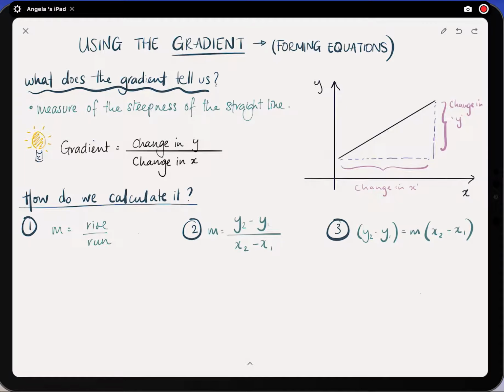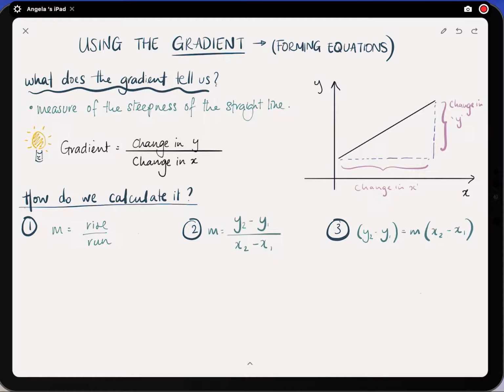Topic on forming linear equations, we're going to be looking specifically at using the gradient. So the gradient is basically a measure of how steep a straight line is. So if we look at the diagram on the right hand side, you can see that I've just drawn a basic linear line in black.